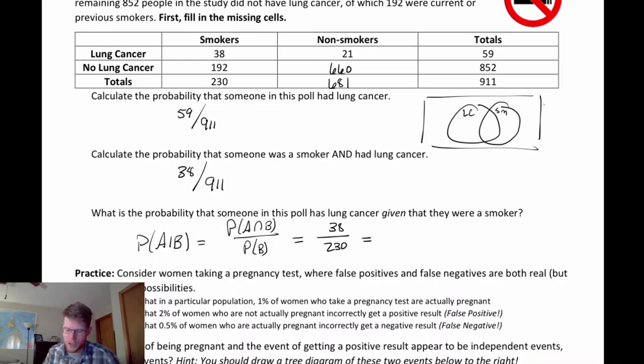I'm not going to calculate that decimal, but that would be what we're looking for. So again, for the probability that somebody has one thing given that they have something else, if we're working with frequency data, we can just plug in those frequency values, and recognize that 38 people have both of those things, and 230 people total have the condition part. So 38 out of those 230 smokers had lung cancer.